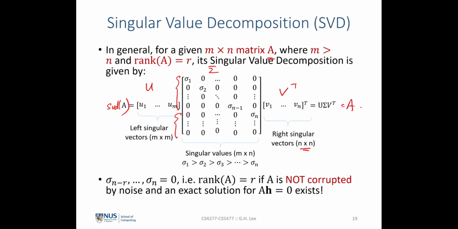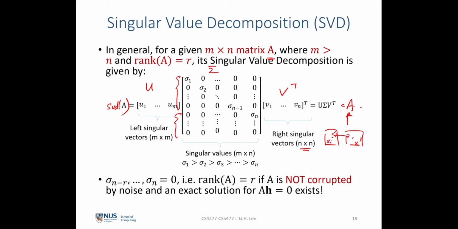And in the case where A is not corrupted with noise, since A here, as we mentioned, is formed from the observation, from the correspondences between two images, xi and xi prime here.